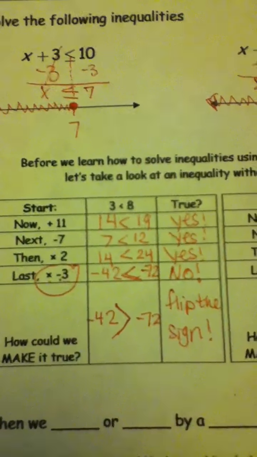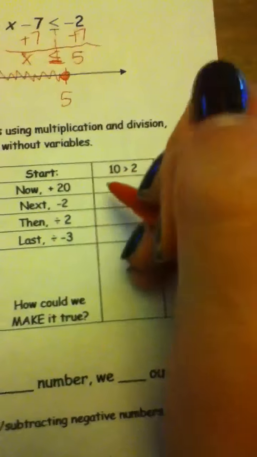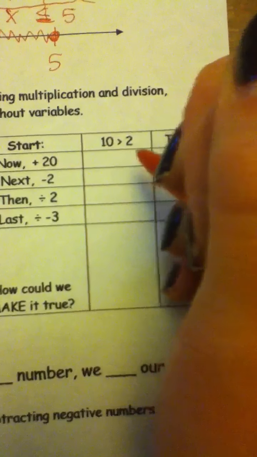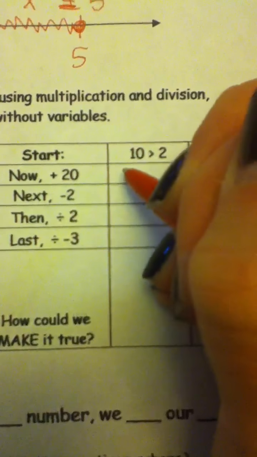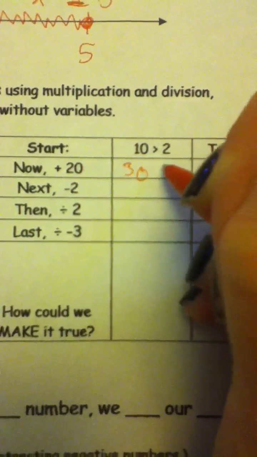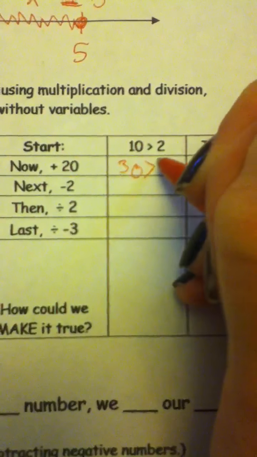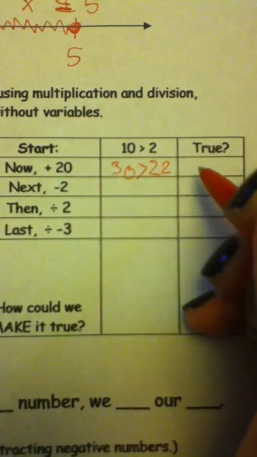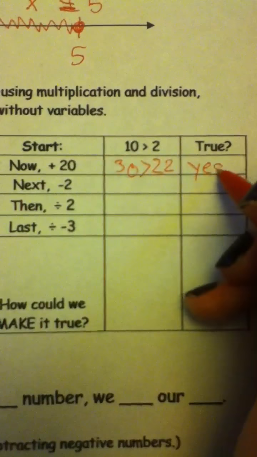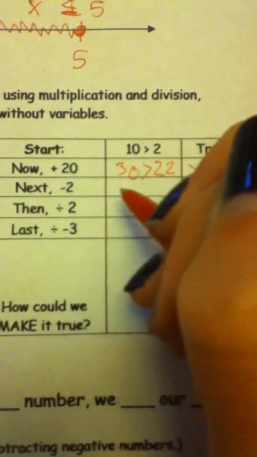Okay? Alright, let's move over, try a different one. We've got 10 is greater than 2. Is this true? Yep. So, let's try it. Add 20 to both sides. So we should get 30 is greater than 22. Is this still true? Yes, sir. Alright, next.